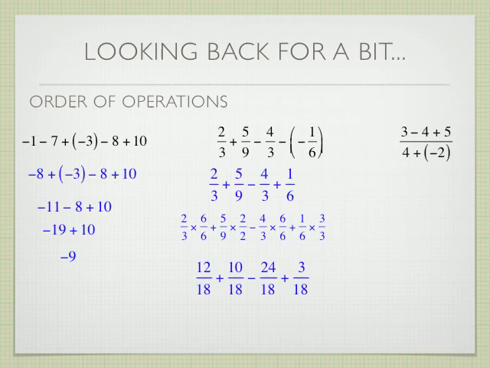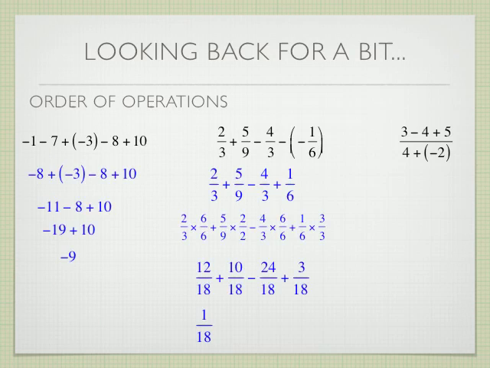So I'd have 12/18 plus 10/18 minus 24/18 plus 3/18. And 12 plus 10 minus 24 plus 3 would be 1. So I have 1/18. Okay, next problem.